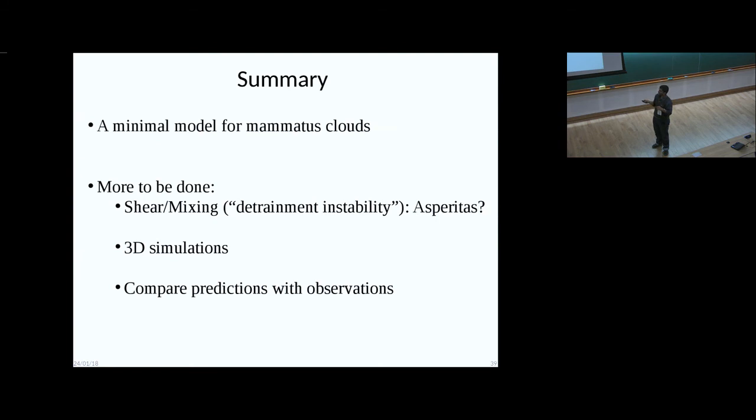And I don't know what experimentalists will say. I put this "compare predictions with observation" at the end, but that's also something we should do. Everything you predict has to ultimately add up with what you see in the atmosphere. Okay, so I leave you with what we think is a minimal model for a Mammatus cloud. And if you have any questions, I'll be happy to answer.